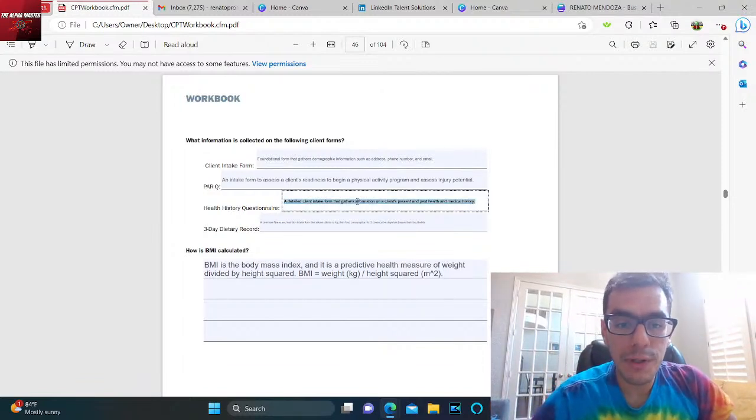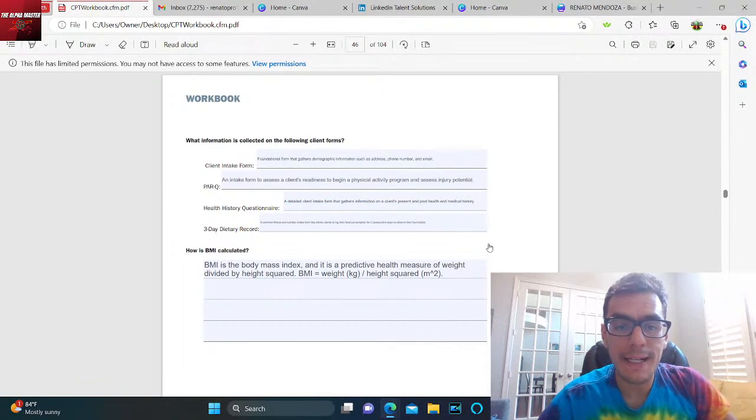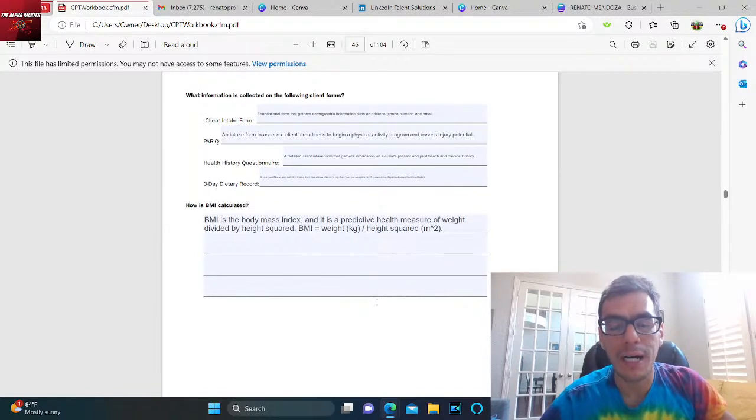For the health history questionnaire, you have a detailed client intake form that gathers information on the client's present and past health and medical history. And finally, the 3-day dietary record is a common fitness and nutrition intake form that allows clients to log their food consumption for 3 consecutive days to observe their food habits.